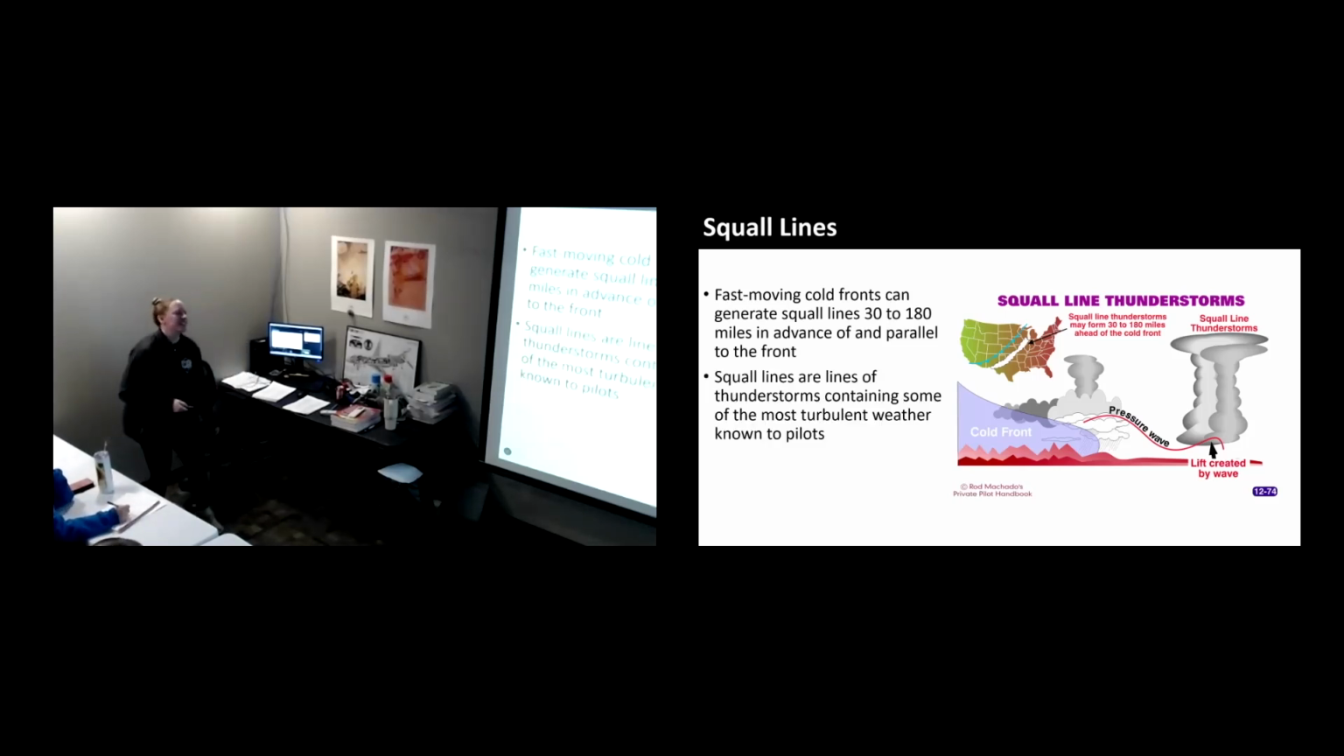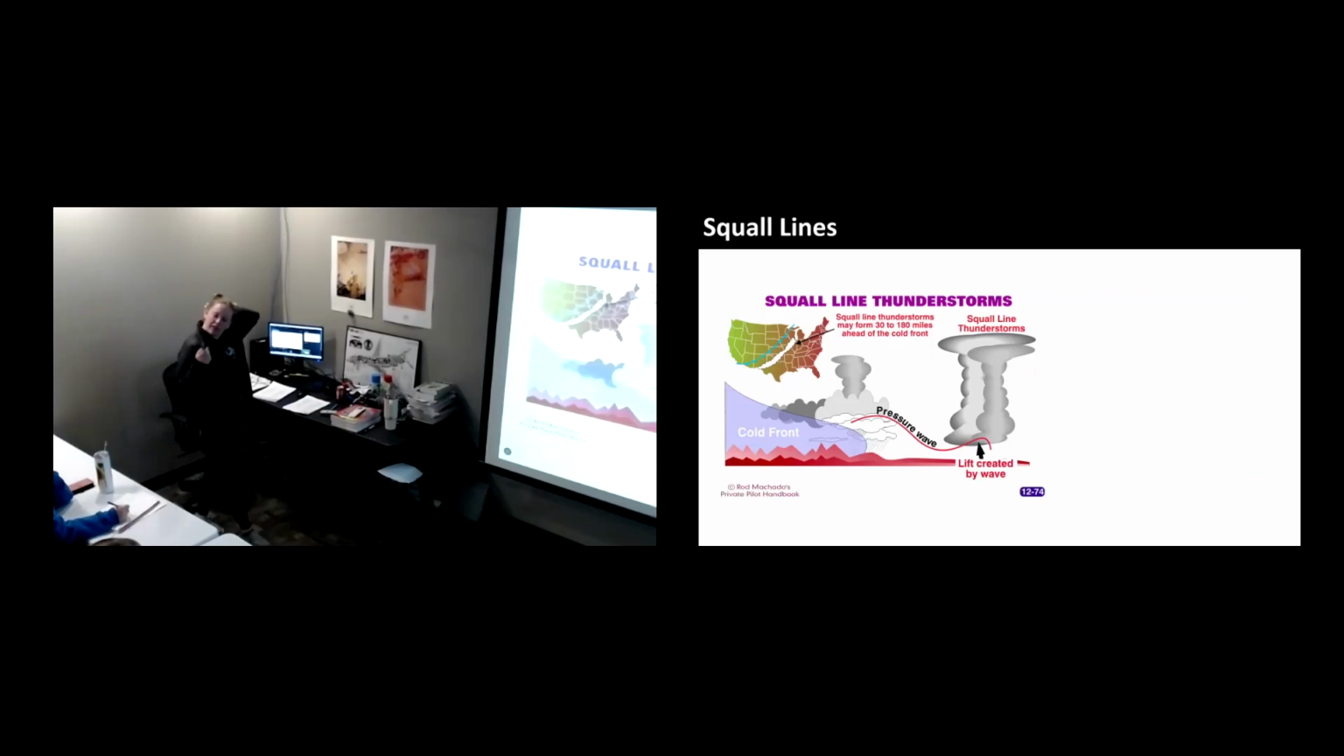Squall lines are lines of thunderstorms. You can see a long line of thunderstorms building. They can be dangerous because you can't really go around them. You don't want to go over and you don't want to go under them or anywhere near them. Does anybody know how far away you're supposed to stay from a thunderstorm? 20.